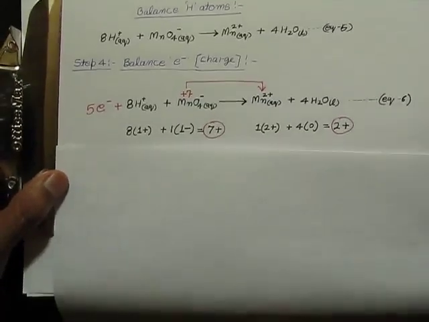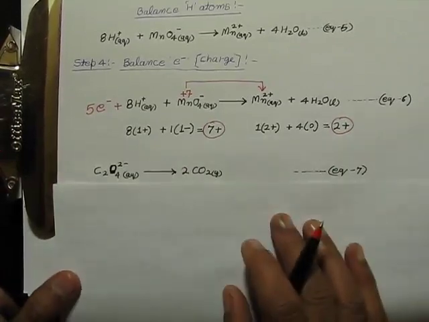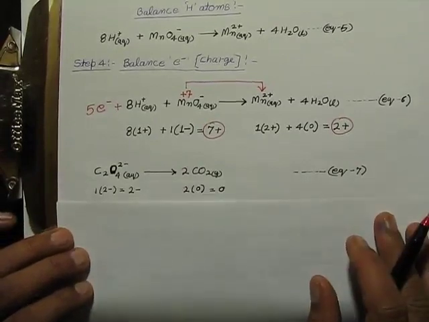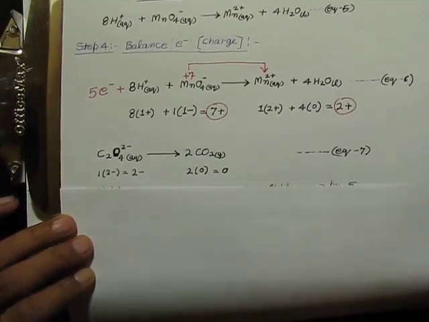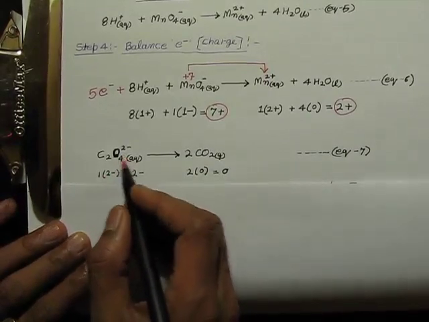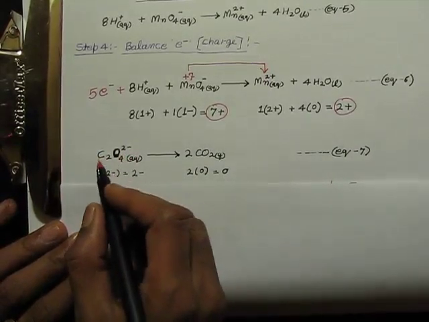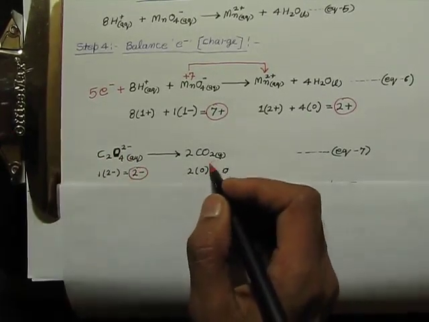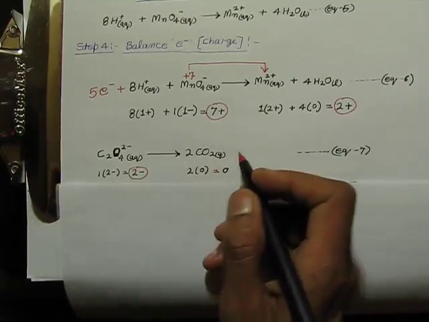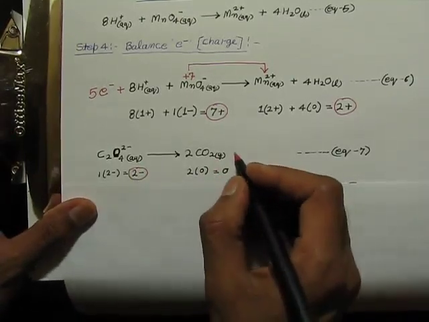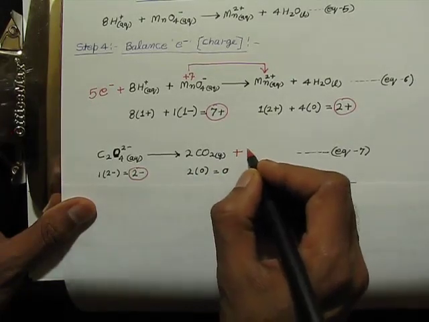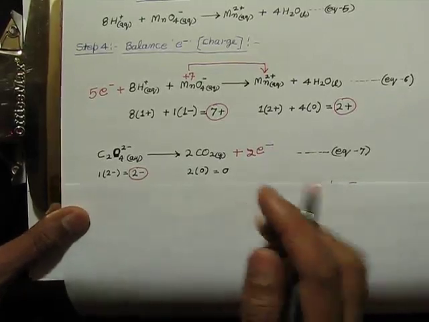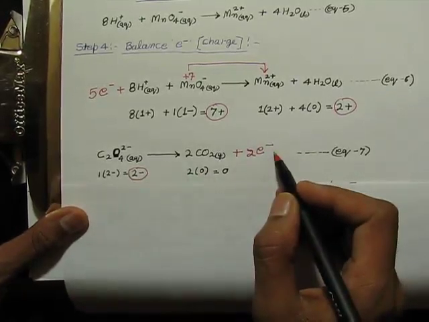And then we have to balance the charge on the first equation, for the oxalate ion. So you can see, how many charges does the oxalate ion have in total? Total minus 2 charges on the oxalate ion, and carbon dioxide has 0 charge because it's a neutral molecule. So what we have to do is add 2 electrons on the product side. So 2 electrons on the product side. Now the charges will be balanced on both sides, minus 2 here and minus 2 here.